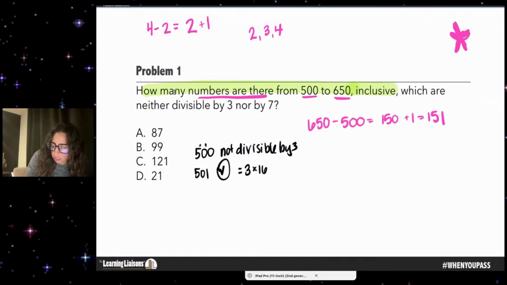3 times 167. Now, I know 650 is not divisible by 3. So let's go to 649. 9 plus 4 plus 6 is 19. That is not divisible by 3. 648: 6 plus 4 plus 8 is 18, which is divisible by 3. So 648 divided by 3 is 216.